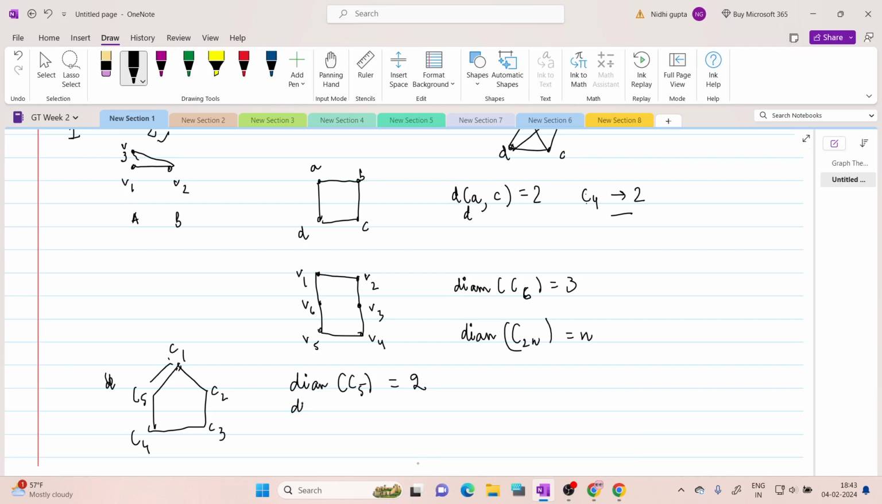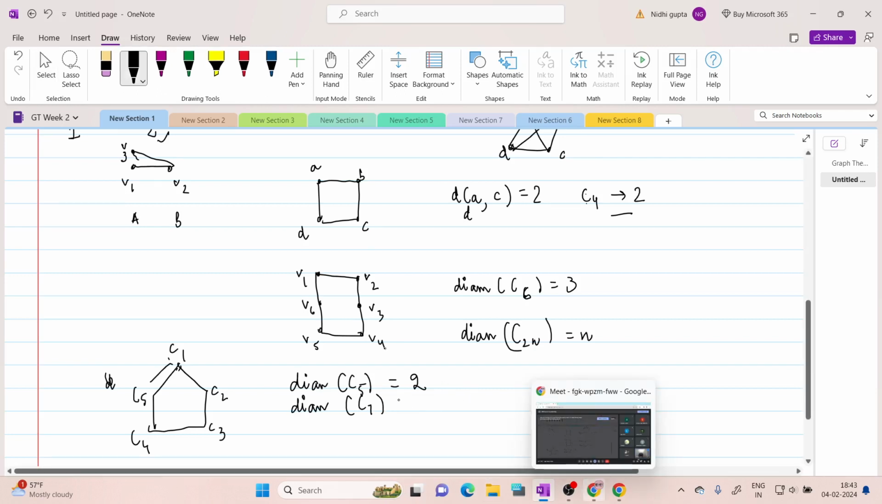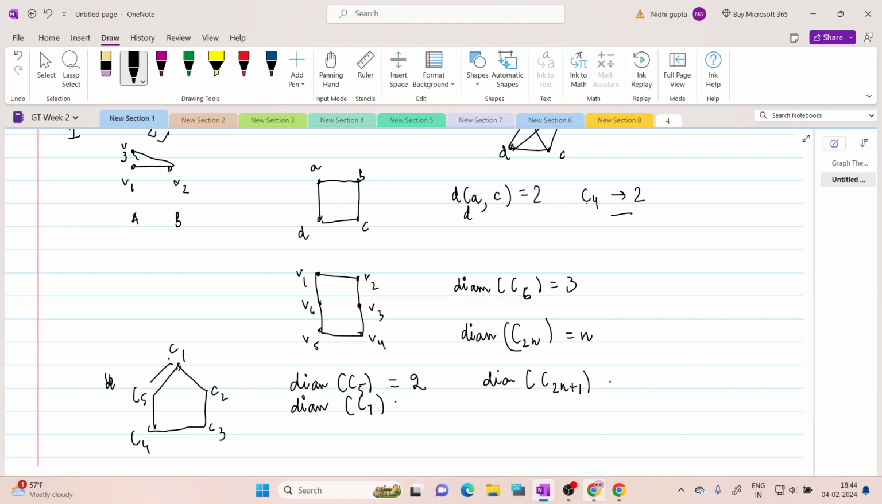What about the diameter of C7? It is 3. So basically the diameter of C2n plus 1 is also coming out to be n, right? Because we can draw the cycle like this. Suppose we have v1 till vn here, and then we have vn plus 1 here, and then vn plus 2 till v2n plus 1.